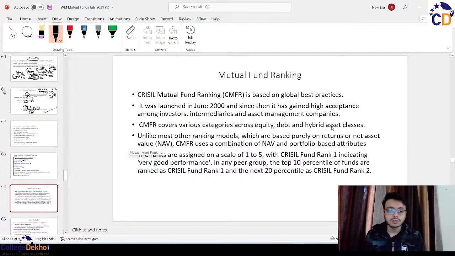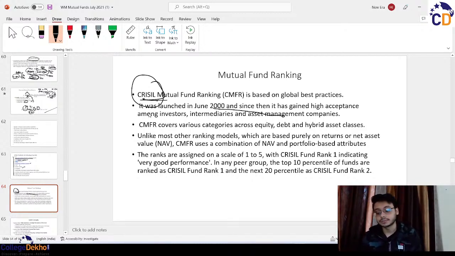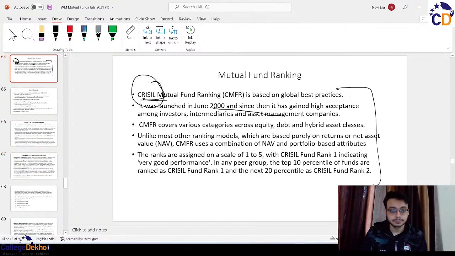Then again, you have the mutual fund ranking. The mutual fund ranking is basically given by CRISIL, the Credit Rating Information Services of India Limited. It was launched in 2000 and it is the largest credit rating agency all over. That you need to know. It gives you the fund ranking, like which mutual fund is the best one, or which mutual fund is not the best one. So all these details are given by CRISIL.